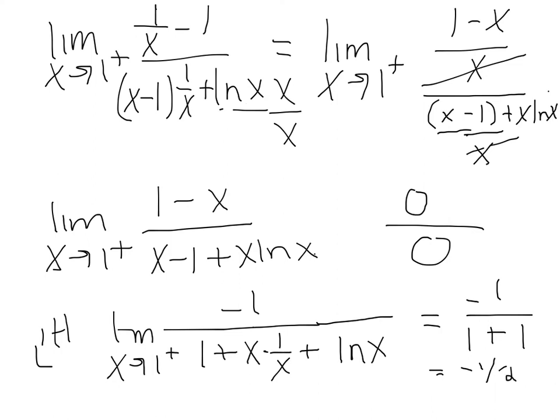So we've shown that our limit from the beginning, the limit as x goes to 1 from the right of 1 over x minus 1 minus 1 over natural log of x is equal to -1/2.